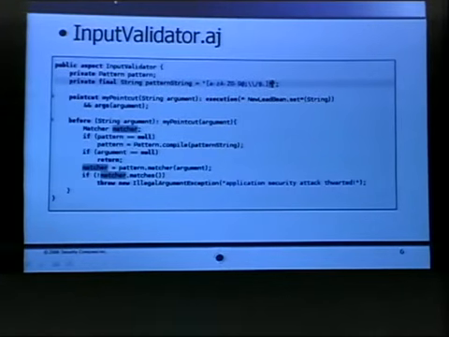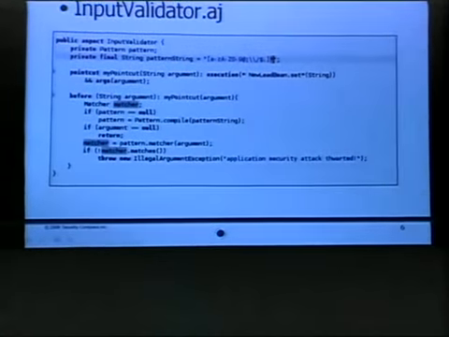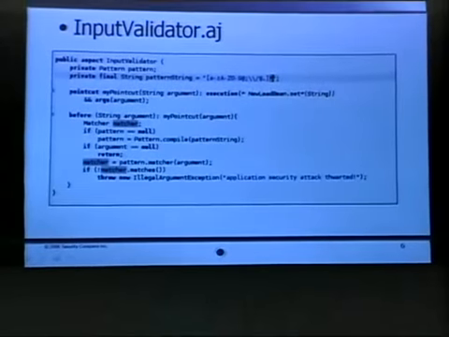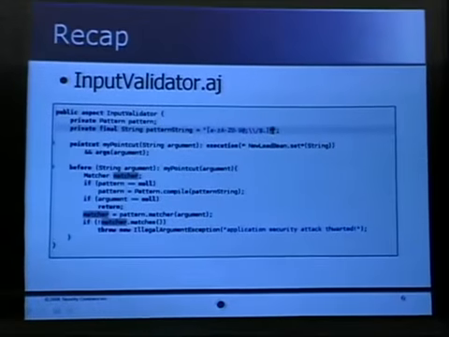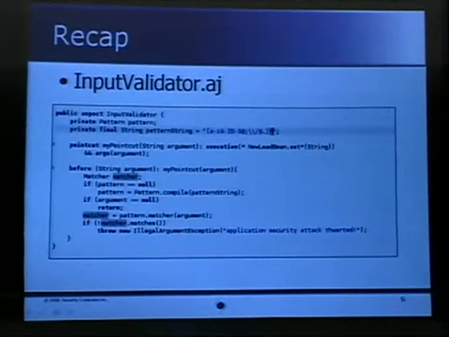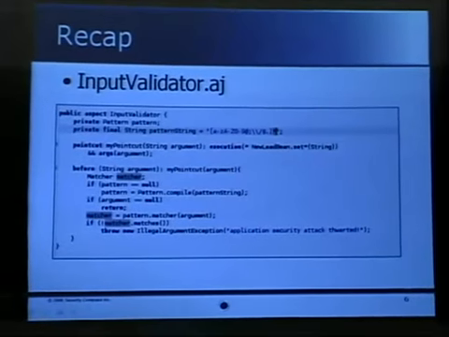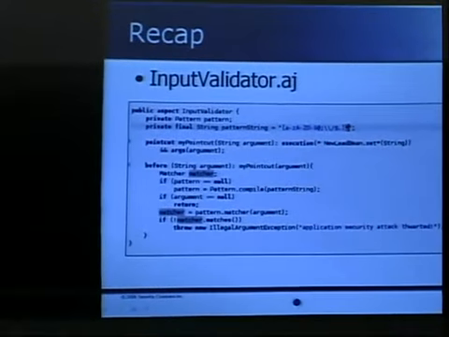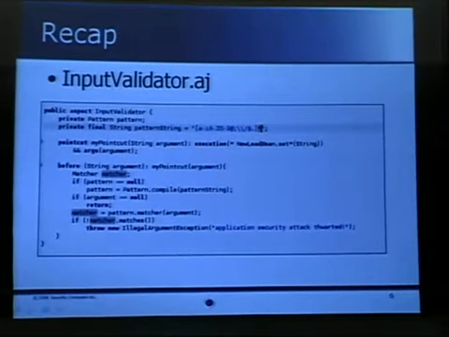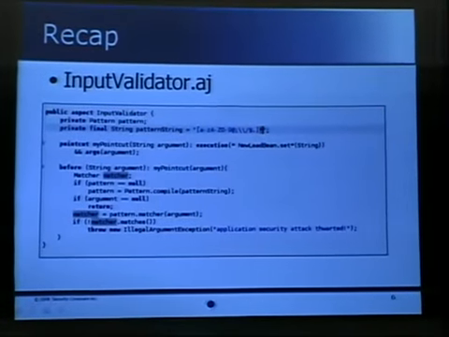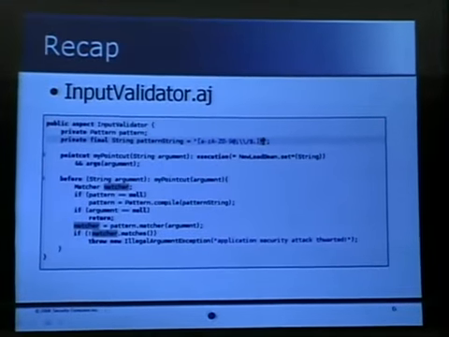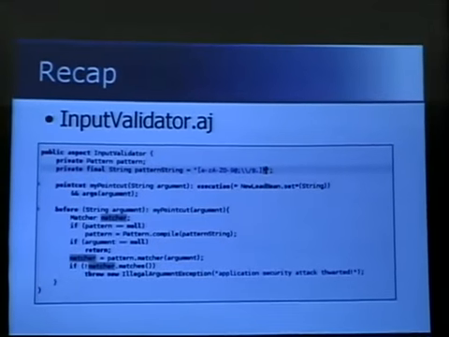Okay, so just as a quick recap, this is what it looked like. This is all the source code that we have, right? We have the aspect, a couple of instance variables. We have our pointcut that defines where we're going to inject. We have our advice that tells us what we're going to do. It says before. We could also do after, or we could do around, both before and after. Okay? And we're doing basically your regular expression check, along with throwing an exception if there is a problem.